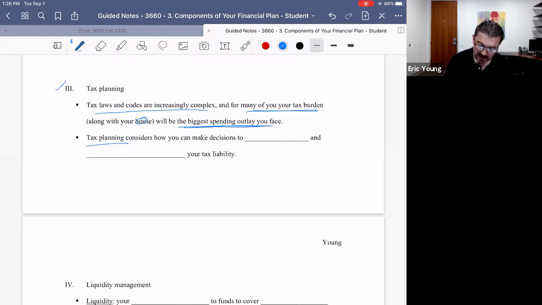That is going to consider at its core decisions on how you can legally defer and or minimize your tax liability. This is a process that we call tax avoidance. That's right. We want to go through tax avoidance, which is legal. It is using current tax law to pay your required amount to Uncle Sam, but not $1 more.